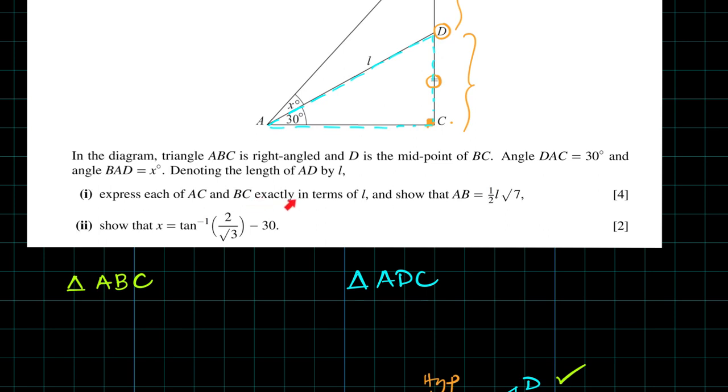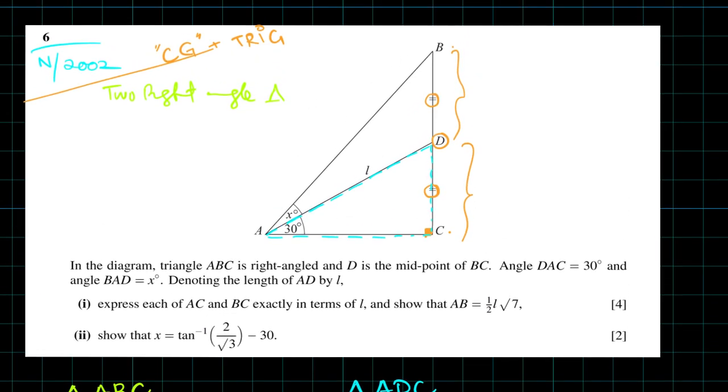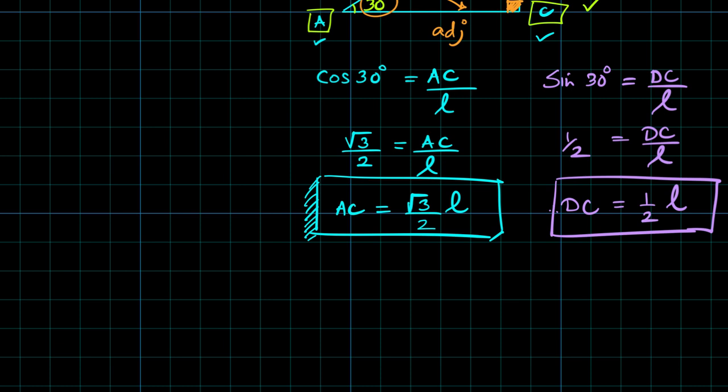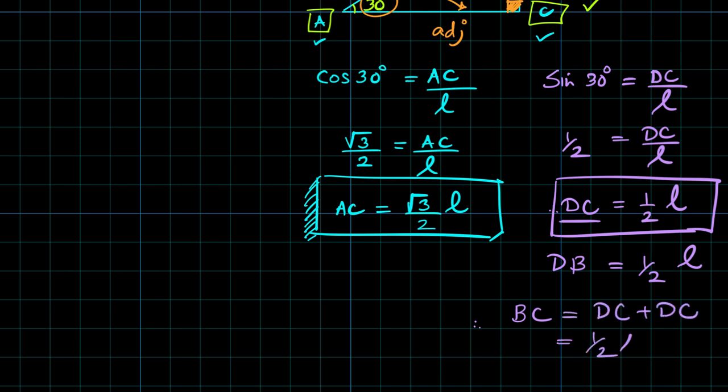Now, what does exactly mean? That means the surd form, and show that AB is this. But wait a minute. I have only found CD till now. I know that D is the midpoint of BC. So whatever is the length of CD, that is the length of DB. So let me write it again. Now we know that DC is half L. Similarly, DB is also half L. Therefore, in other words, BC is DC plus DB, which is half L plus half L, which adds up to L. So we have found what BC is.